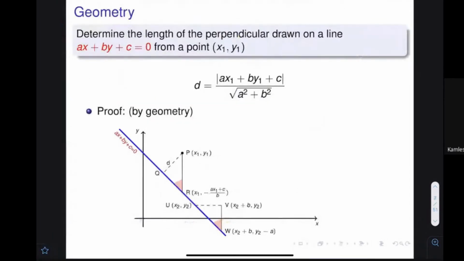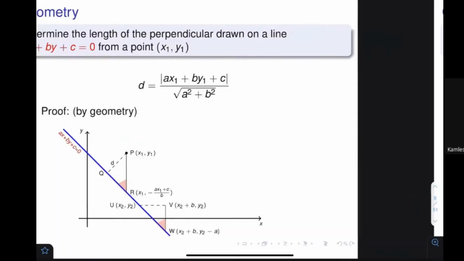So can you compare these two triangles now? If you compare these two triangles, you can see that here is a 90 degree angle and here also is a 90 degree angle. These two lines are parallel, so these two angles are going to be the same. In a triangle, if two angles are the same, the third angle is also the same. So essentially we have two triangles where all the angles are the same. What does it mean? It means that the ratio of their sides is also going to be the same.